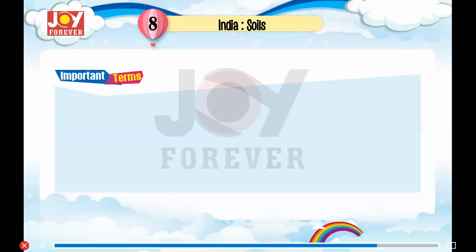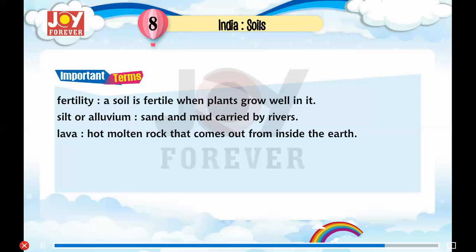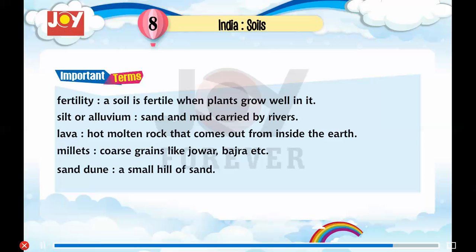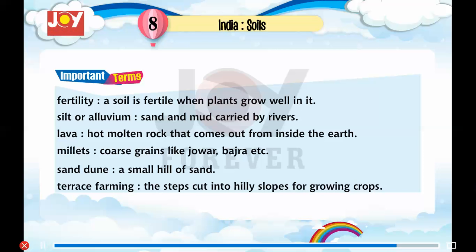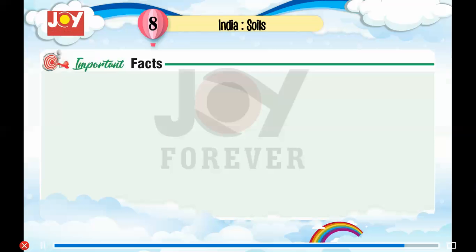Important terms. Fertility. A soil is fertile when plants grow well in it. Silt or alluvium. Sand and mud carried by rivers. Lava. Hot molten rock that comes out from inside the earth. Millets. Coarse grains like jowar, bajra, etc. Sand dune. A small hill of sand. Terrace farming. The steps cut into hilly slopes for growing crops. Soil erosion. Carrying of soil by wind, rain, etc.